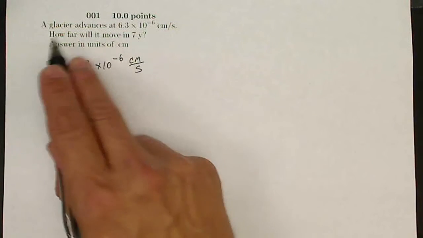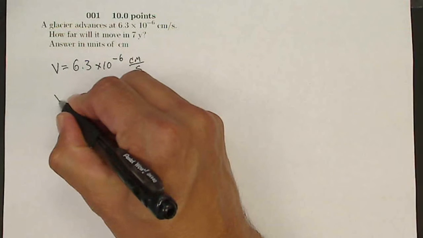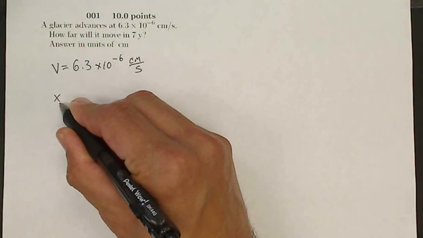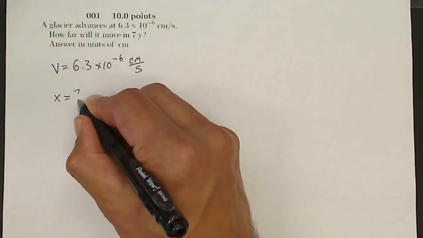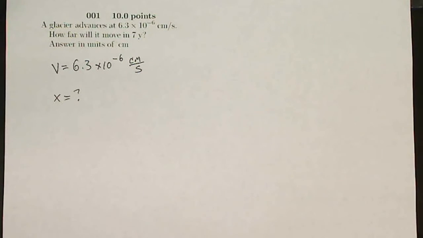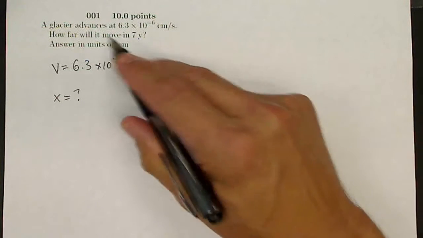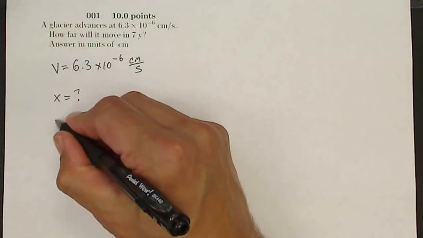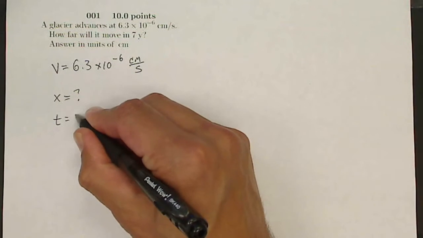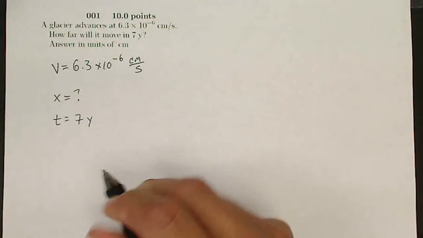How far will it move? I'm looking for a distance or a displacement. So I'm just going to write distance equals question mark. It's a good placeholder. Next it says in 7 years. Well, 7 years is a measure of time. So my time equals 7 years.